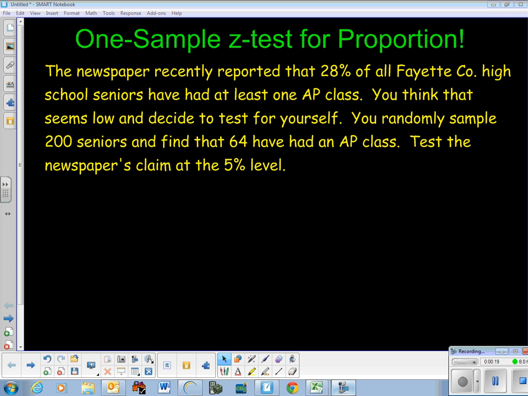So these are different than confidence intervals in that we have a number that has been claimed and reported. We aren't just going in blindly trying to create a window, which was a confidence interval. We want to check a number that we have in mind. In this case, it's 28%. The newspaper says 28% of high school seniors have taken an AP class, and you're going to check and see if that's reasonable. Okay, so we're going to go through this 5-step process.